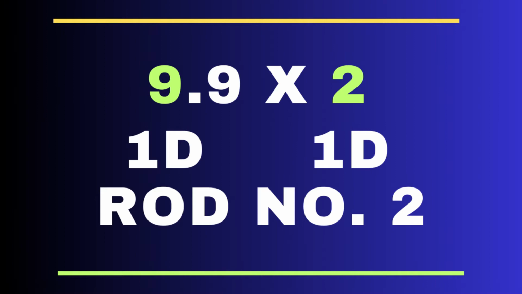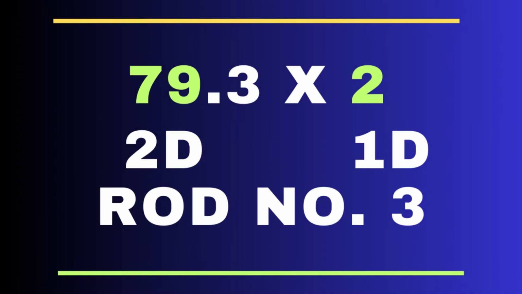Alright, as I said, only the digits in the integral part are considered to place the answer from. So in 9.9, the first 9 is the integral part, so that is taken as one digit, and the multiplier consists of only one digit, that is 2, so that is also taken as one digit. So one digit and one digit make 2 digits. So we have to take rod number 2 to place the answer from.